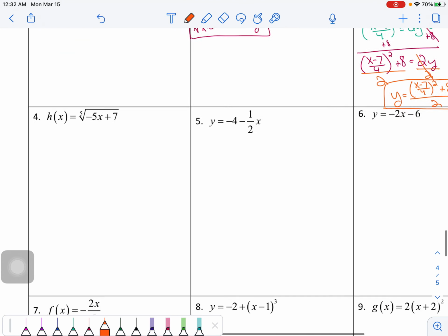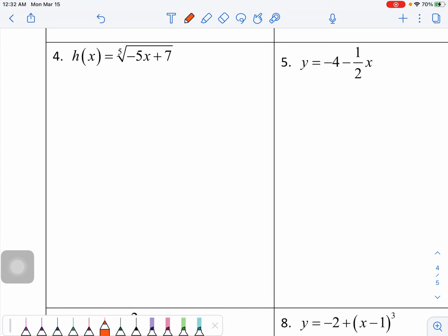All right. So I'm going to go ahead and move on to problem number 4 here. We kind of saw this one before. H of x is really y, and we've got x sitting right there. So let's switch them. X is equal to the 5th root of negative 5y plus 7. So if you want to write the list, if you don't need it, you don't have to write it. Okay, there's no requirement to put this list off to the side. It's just to help you with the problem. And if it doesn't help, then you don't need to do it.